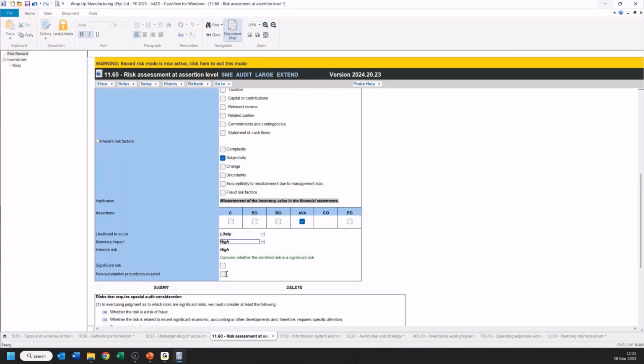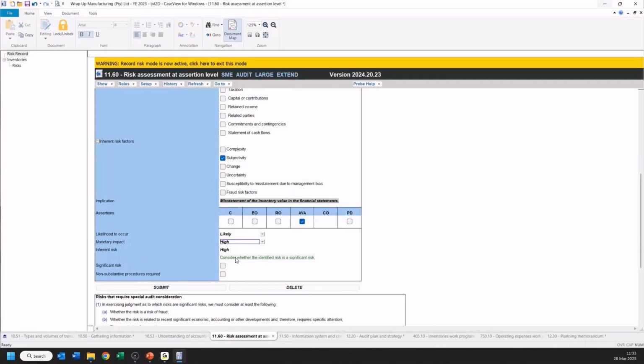It also asks me if this is perhaps one of those scenarios where, like with a retailer, we need to identify controls and actually test them, because substandard procedures alone are not going to be good enough. If that's the case, you will tick this, and that will then also prompt you in 1150, information system and controls, to identify those controls, so that you have controls to test if they are sufficiently designed and implemented.